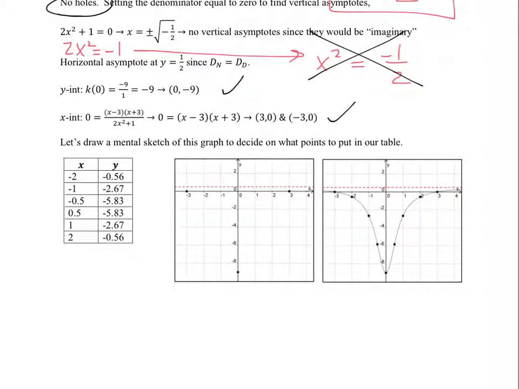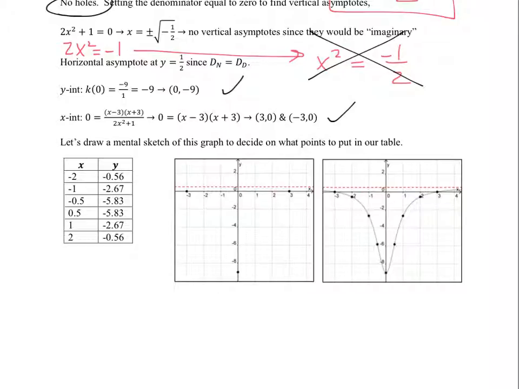Why am I calling this a mental sketch? What do I mean? It's like the graph you can get with the information you have. Exactly right. It's the graph you can obtain mentally with the info that you have.